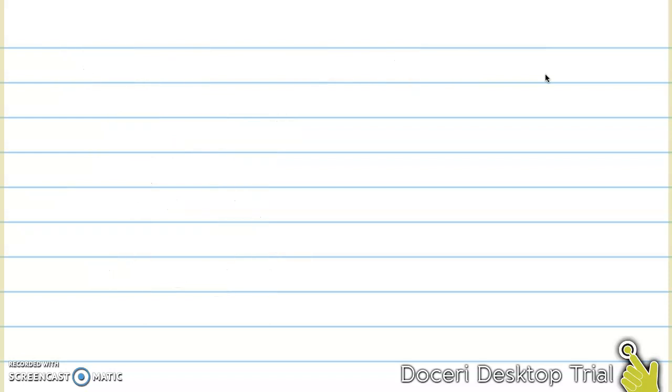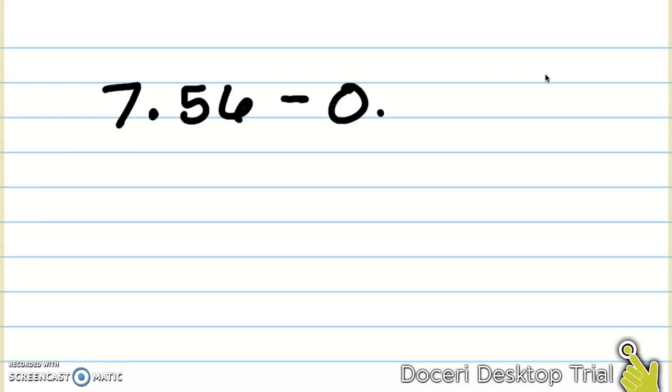So let's do one more while you do it. Let's say you have 7 and 56 hundredths minus 237 thousandths. And you're going to subtract those. So go ahead and pause your video and see how you do. So pause and solve the problem. Okay, welcome back.